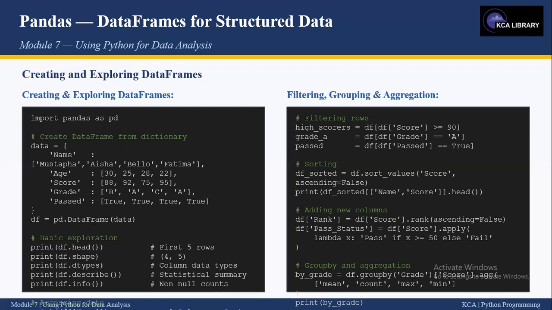For filtering, grouping, and aggregation, this is the example for you to do that. The first one is for filtering rows. For sorting, that is it.